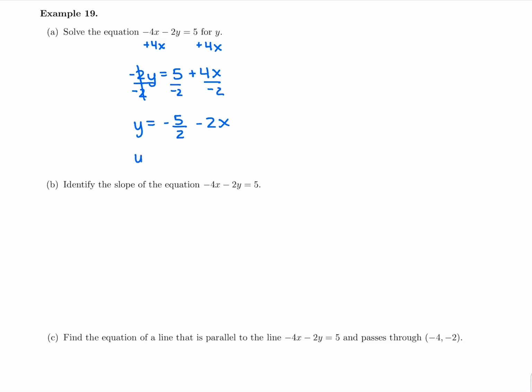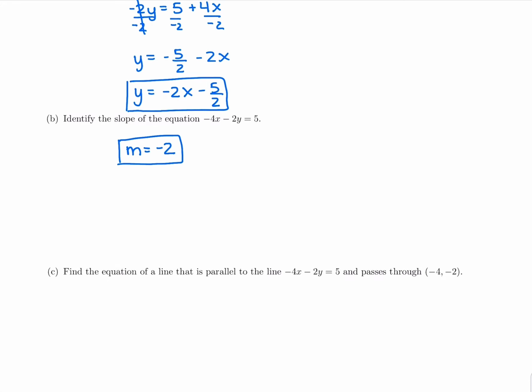And then I'm just going to switch the order. We don't have to, but I just like seeing it as y equals mx plus b, so the one with the variable in general goes first. So there's our equation. In this equation, the slope is going to be the one with the variable. Is that negative 2 or is that negative 5 halves? For this, it's negative 2. It's whatever is multiplied by x.